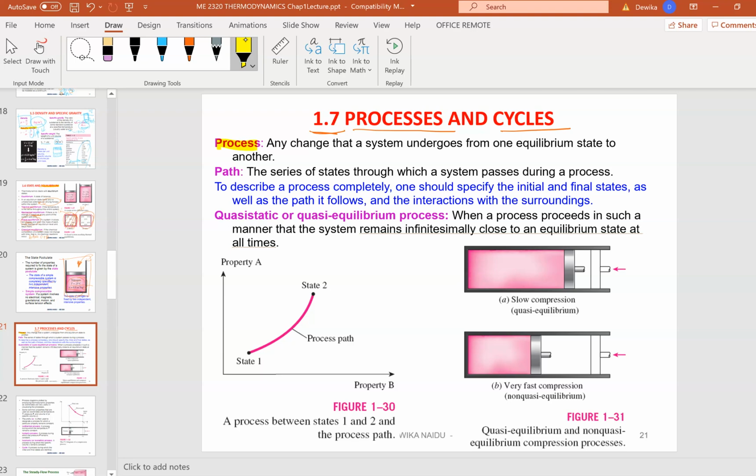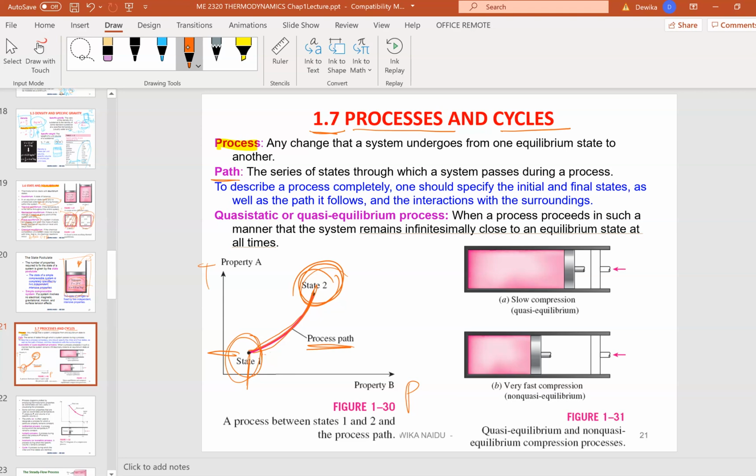Process is any change the system undergoes from one equilibrium state to the other. Path is the series of states through which the system passes during a process. For example, can you see state 1, state 2? So this is the process path for the system to go from state 1, situation 1, with property A and property B. This can be temperature and pressure, any property, to the next situation, next state. So it undergoes a process path.